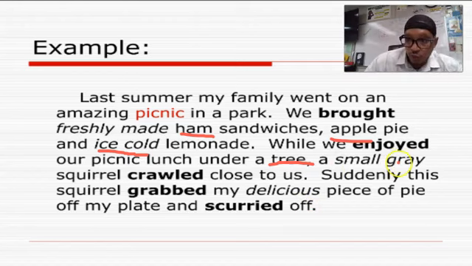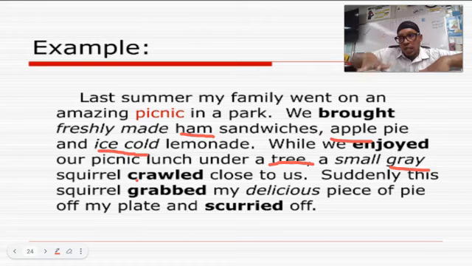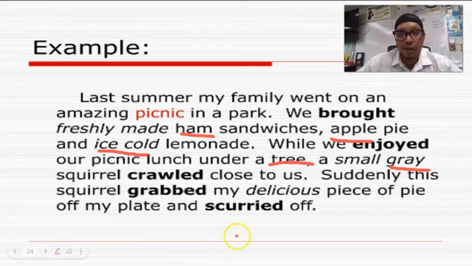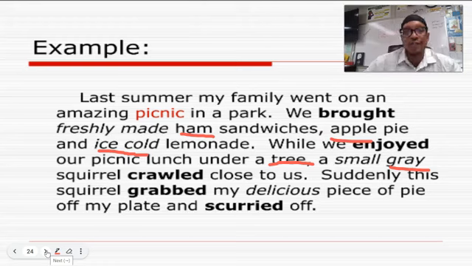They described the squirrel. The squirrel was small. It was gray. And they described the way it moved. So crawled, that means slow. And then suddenly something happened, right? Suddenly, something happened all of a sudden, grabbed the piece of pie and scurried off. So this is a pretty good description of why they felt like this picnic was so amazing, right?